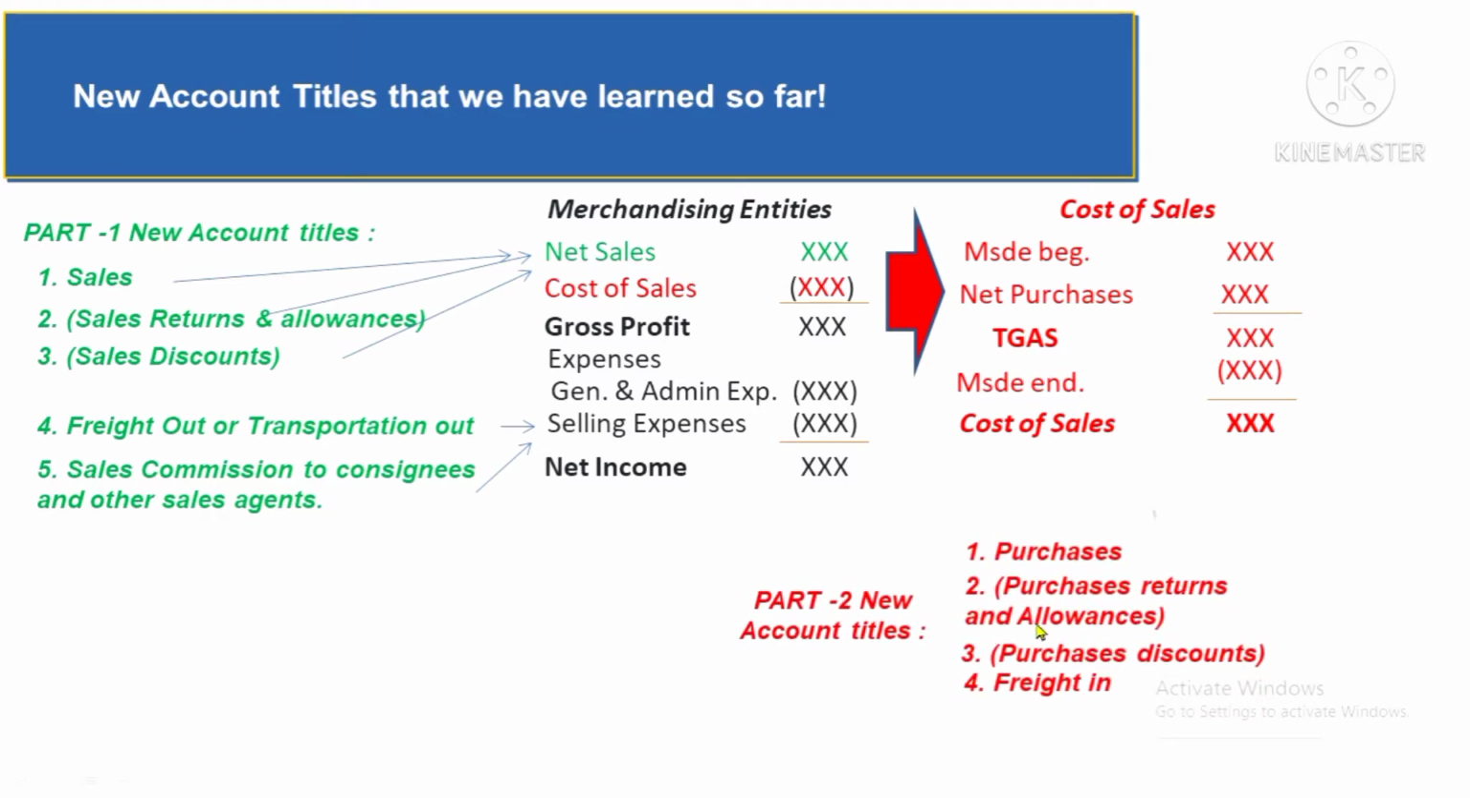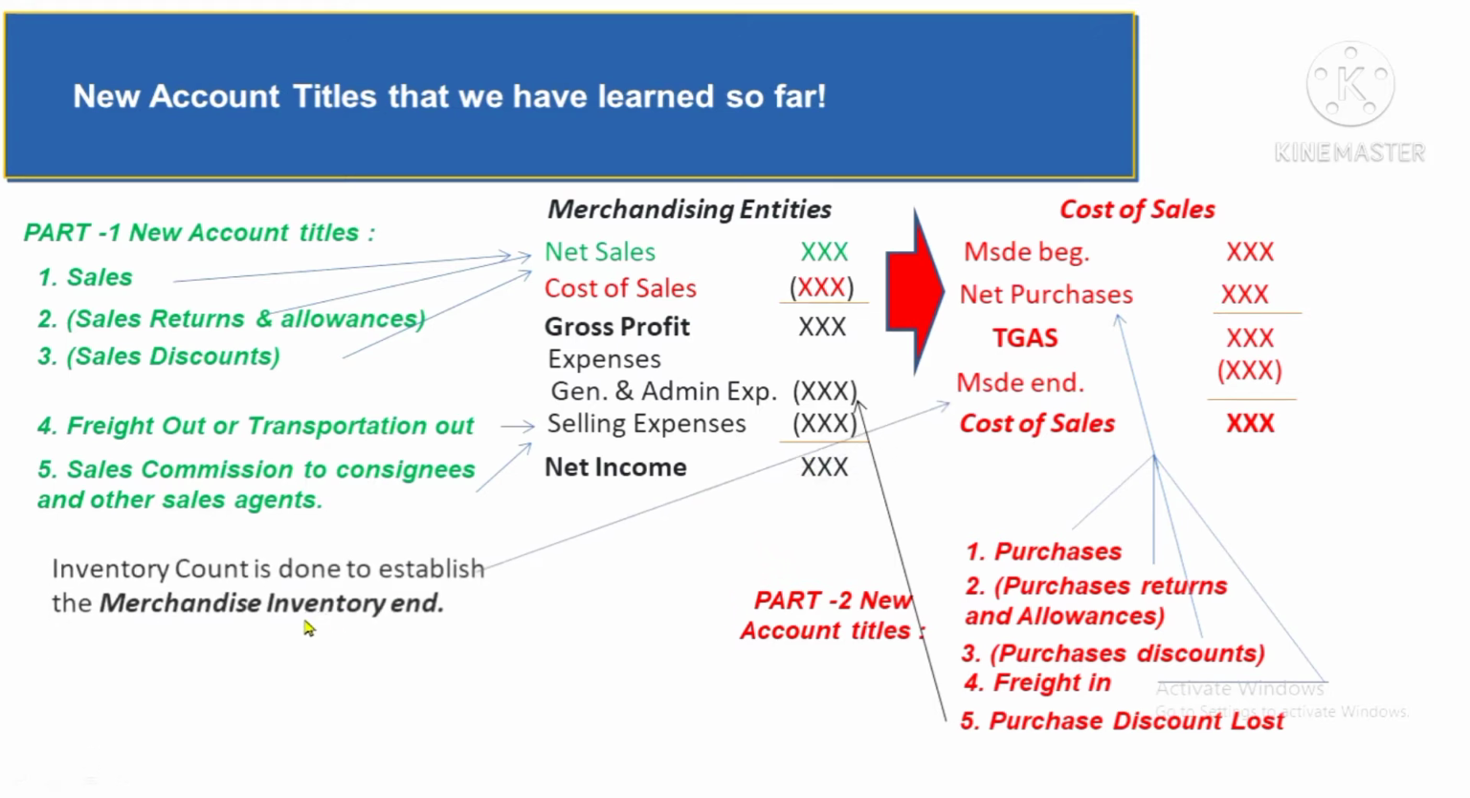In the second part of the merchandising series, we have these 4 account titles which are part of the net purchases. Remember, net purchases is composed of purchases plus freight in minus purchase returns and allowances minus purchase discounts. I have also introduced the account purchase discount loss, although it is not part of the net purchases but part of the operating expenses.